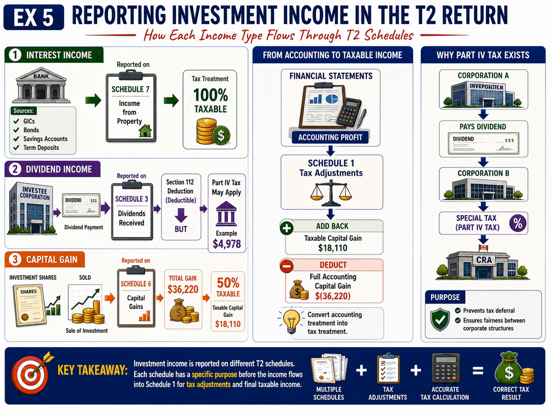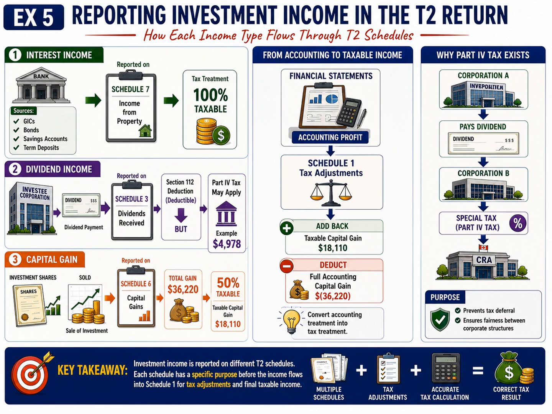Next, let's look at dividend income. Dividends received from other Canadian corporations are reported through Schedule 3. At first glance, this may seem unusual because dividends often qualify for a deduction under Section 112 of the Income Tax Act. This deduction is designed to prevent the same corporate profits from being taxed multiple times as they move between Canadian corporations. However, this does not mean that dividend income is completely ignored for tax purposes.